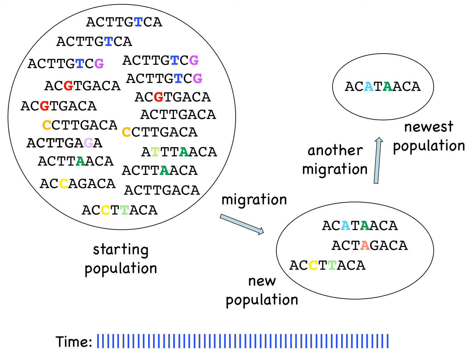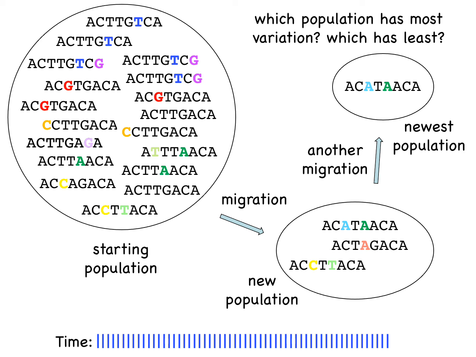All right. So I can ask you a few questions here. Which population has the most variation? Which has the least? Hopefully you can see that actually it's the starting population that has the most variation. If you compare the sequences, you're going to see a lot more variation in the starting population because they've just had a lot of time to acquire all that variation. The one that has the least variation is the population that's migrated the furthest, because always a small subset of the variation travels or migrates typically.